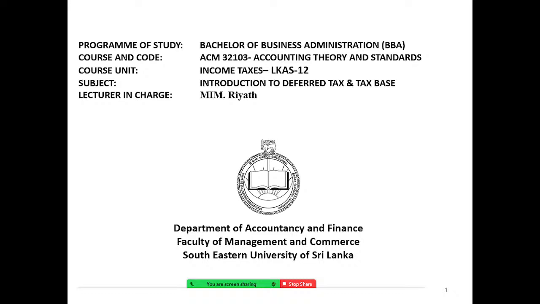tax base for an asset, what's the tax base for a liability, what's the tax base for accrued expenses and provisions, and tax basis for accrued income and prepayment of revenue. So this kind of stuff we are going to discuss, with illustrations.